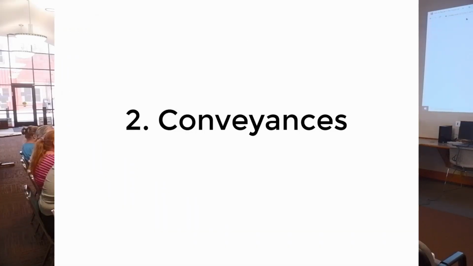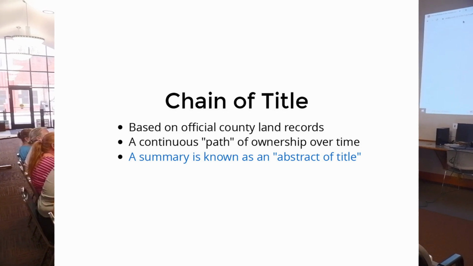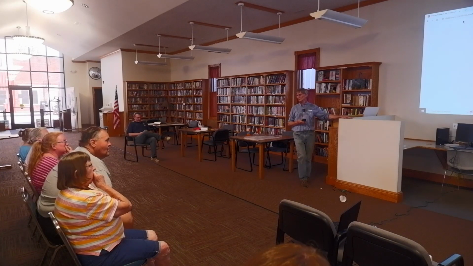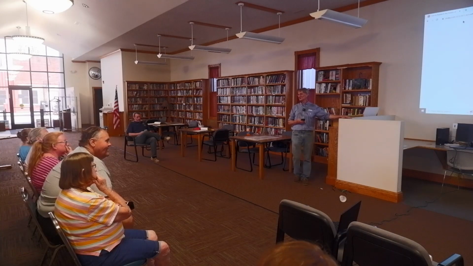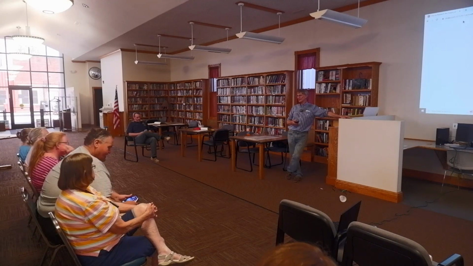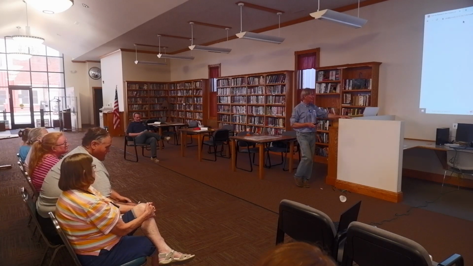Now about conveyances. There is something called a chain of title. The chain of title basically is based upon official county land records. Those live at the recorder's office. It's a continuous path through time. Who was the original owner of every single piece of property around here? Native Indians. Actually, it was the United States government that got it first, okay? Then the United States government, through an act of Congress, would grant that land to the state of Indiana. Then the state of Indiana would pass that on to the individual people who settled the property. But that path must be continuous, and that's one of the points.